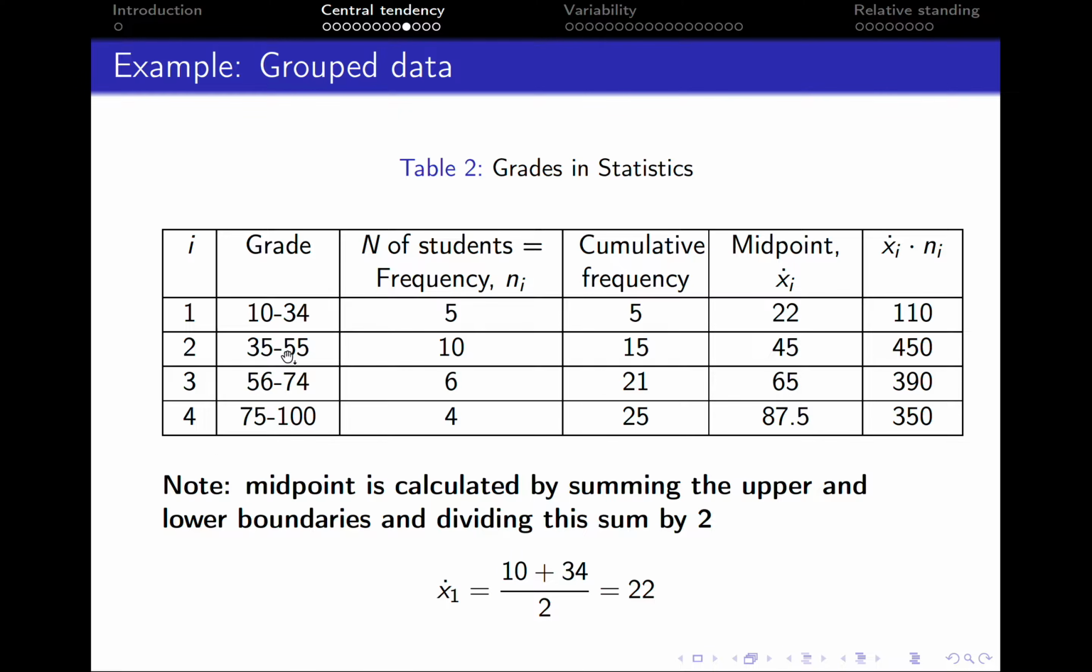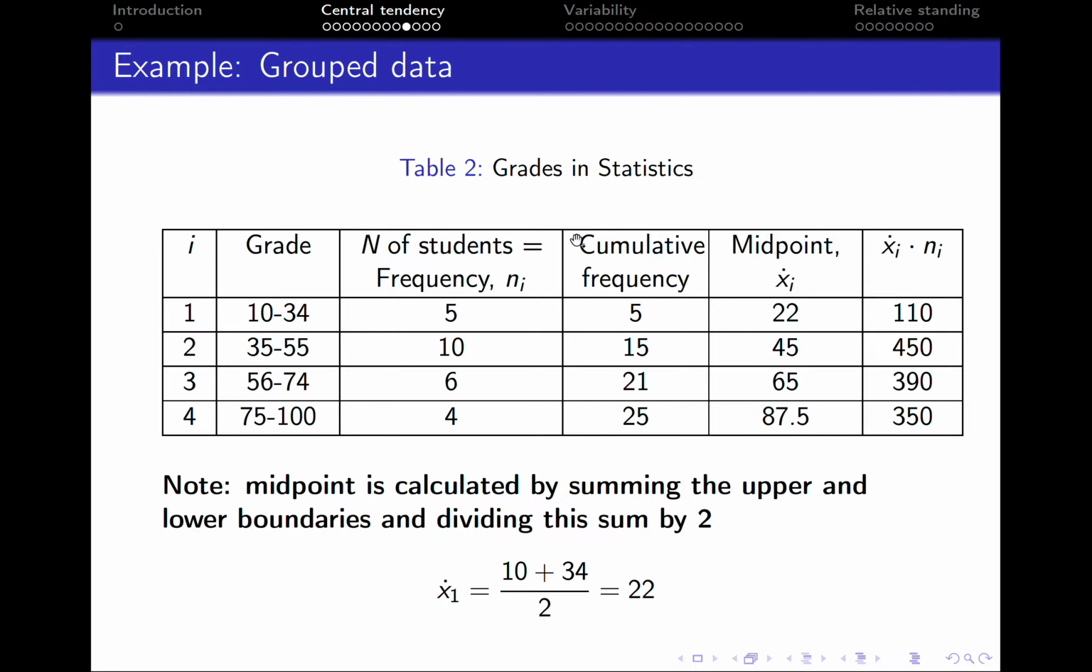The second group is for the grade between 35 and 55, and we know that 10 students got the grade within this interval. The third group is for the grades between 56 and 74, and we know that 6 students got the grade within this interval, and the last group is for the students who have the grade between 75 and 100, and there are 4 students like that.